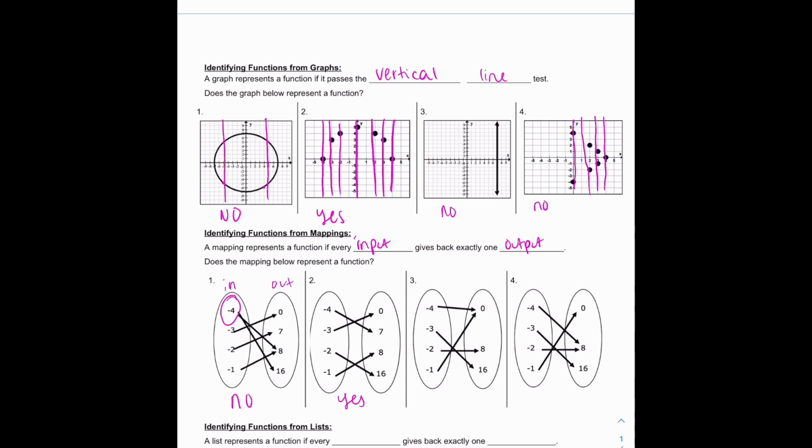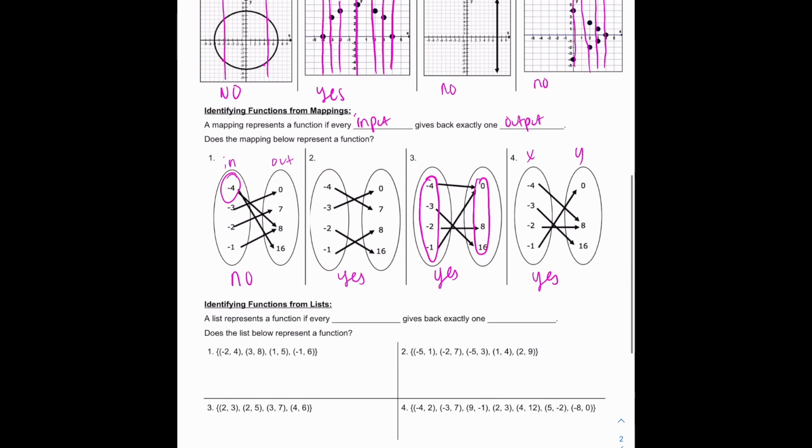Yes, it does. So that is a function. Number 3, does every input value only point to one output value? And yes, it does. So every x value only has one y value. And looking at number 4, does every x value only have one y value? We can see that yes, it does. Therefore, it is a function.